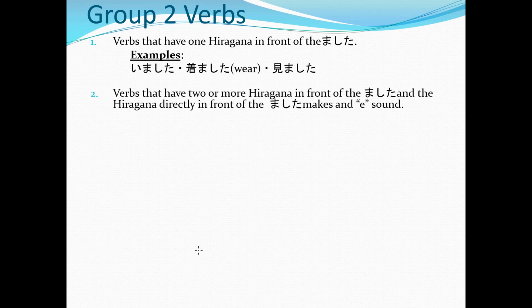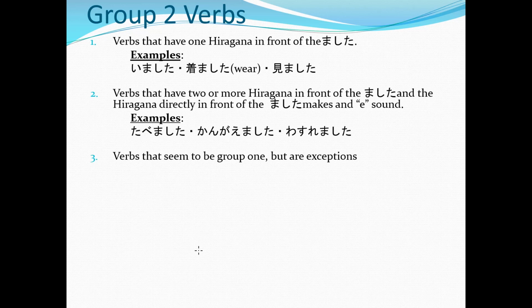Swam. Group 2 verbs are verbs that have one hiragana in front of the mashita. For example, imashita, kimashita, mimashita. Verbs that have two or more hiragana in front of the mashita, and the hiragana directly in front of the mashita makes an e sound. For example, tabemashita, kangaemashita, wasuremashita. And verbs that seem to be in group 1 but are exceptions. For example, we have dekimashita, orimashita, and okimashita.